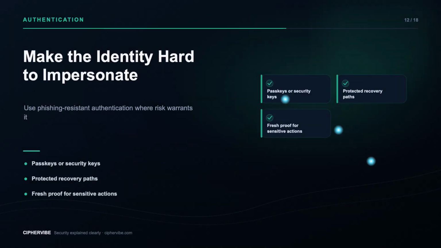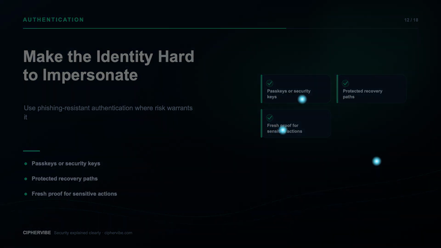The decision anchor is valuable only if it is difficult to impersonate. Prefer phishing-resistant authentication, such as properly deployed passkeys or security keys for higher-risk access. Protect enrollment and recovery, because weak recovery can bypass strong login controls. Require recent authentication before consequential changes.